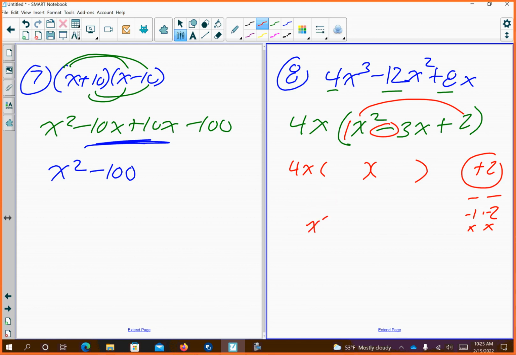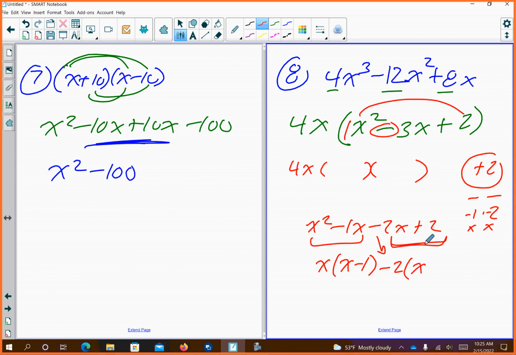So I'm going to go x squared minus 1x minus 2x plus 2. I can factor an x out there, and that leaves me x minus 1. This negative comes through. What can I factor out of those two? 2. And the signs are going to change because I'm factoring out. So negative 2x becomes x. Positive 2 becomes negative 1. Are these the same? Yep. So my answer is this. What do I have left? I have that and that. It's done.